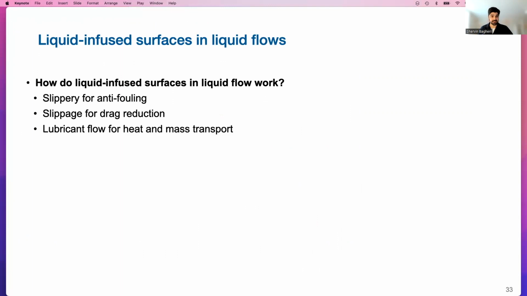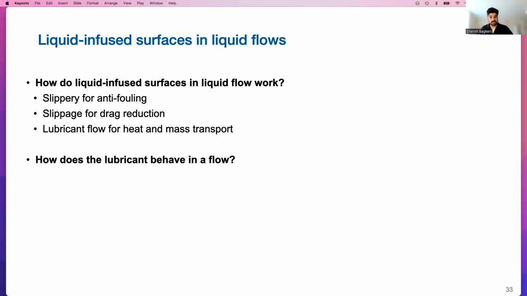So let me just summarize this. How do liquid-infused surfaces in liquid flows work? I gave you a small introduction that we can do a lot of things with these surfaces. They have many interesting properties, and in addition to the things I mentioned, there's actually more, which I haven't talked about. The good thing is that we have a lot of degrees of freedom: surface texture, surface chemistry, and the lubricant, which you can design. But we also have a dynamic surface, which is moving and has a lot of physics.